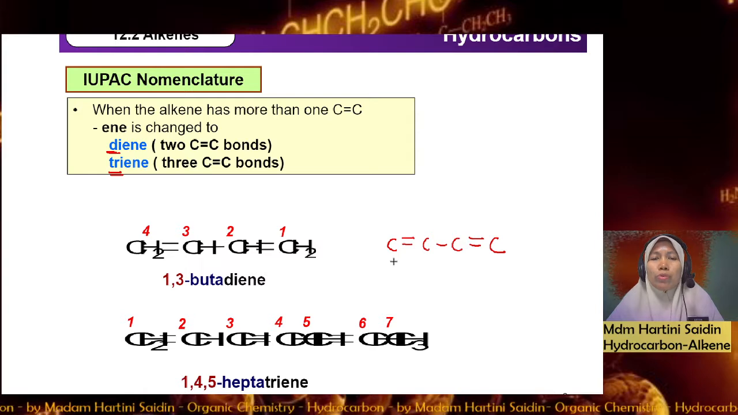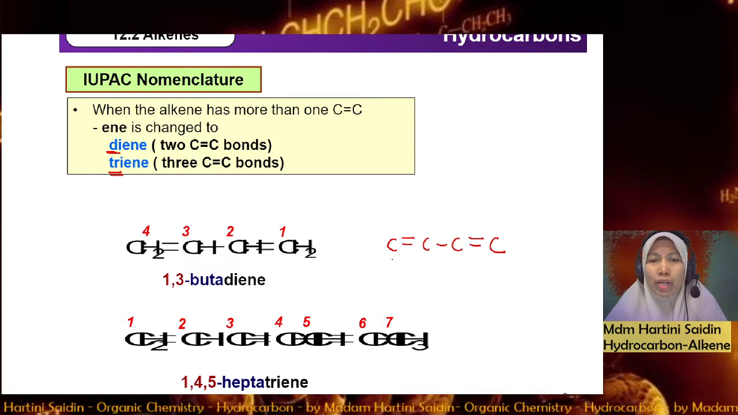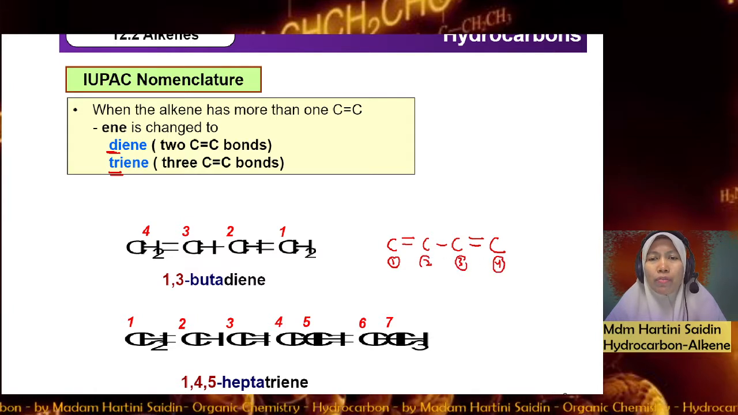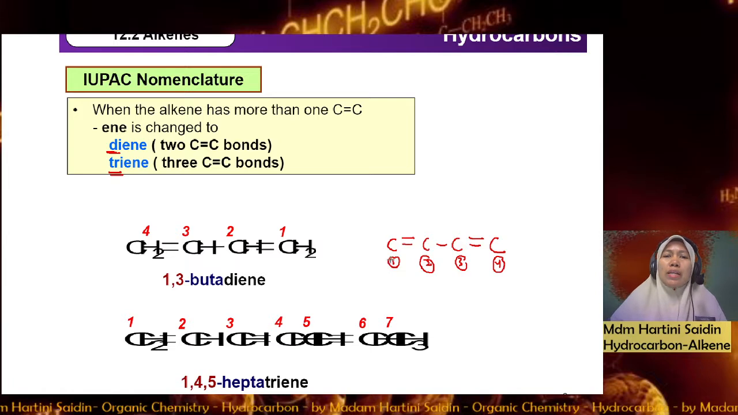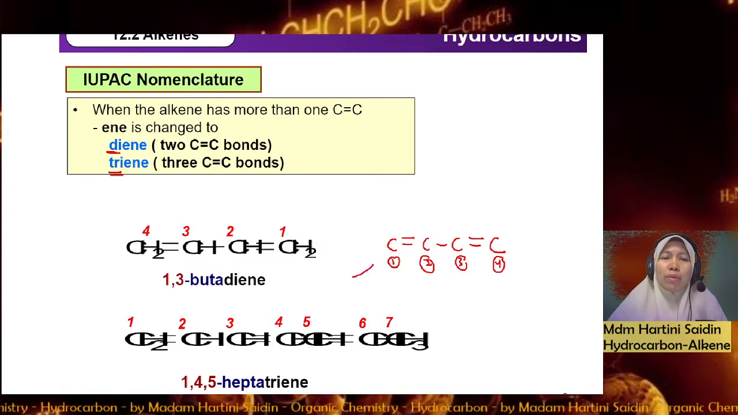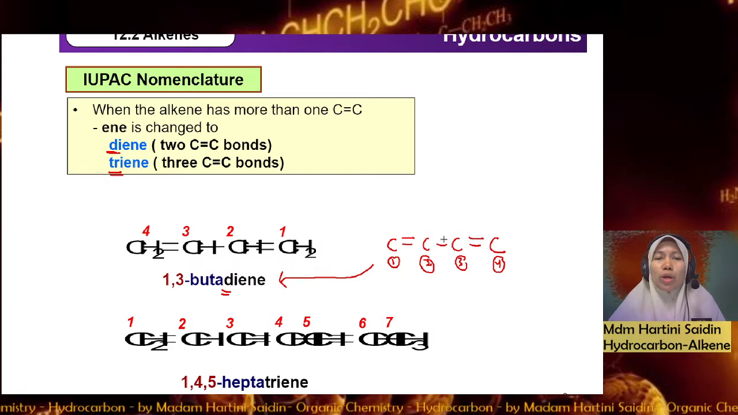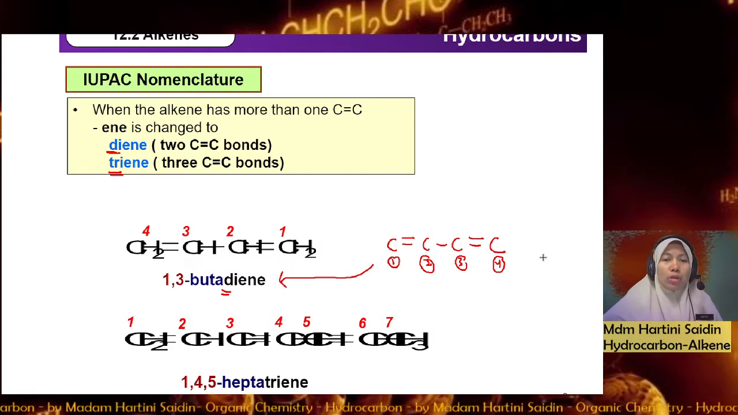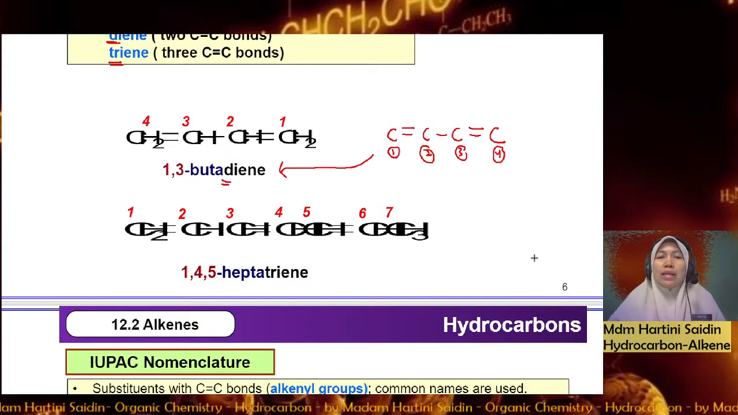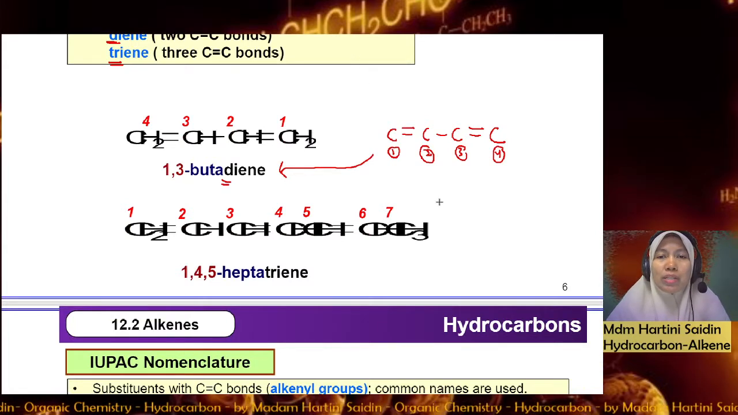So if there are 2 carbon-carbon double bond, we start counting here. So 1, 2, 3, 4. So the position of carbon-carbon double bond is at carbon number 1 and carbon number 3. So the name for this structure is 1,3-butadiene. Why di? Because of there are 2 carbon-carbon double bond. Okay, next is if there are 3 carbons. Okay, so kita lukis lain lah.